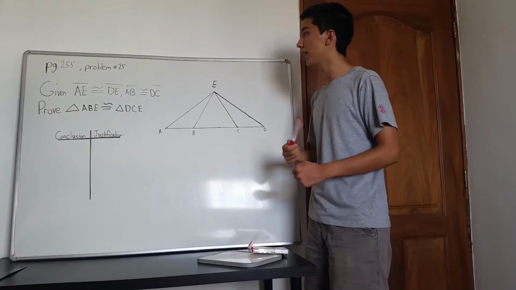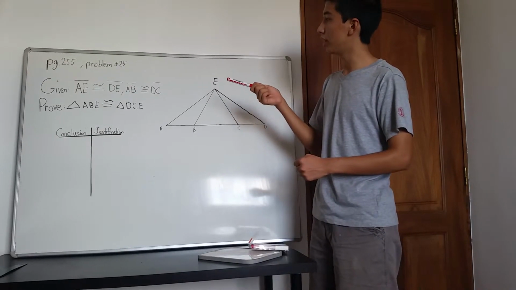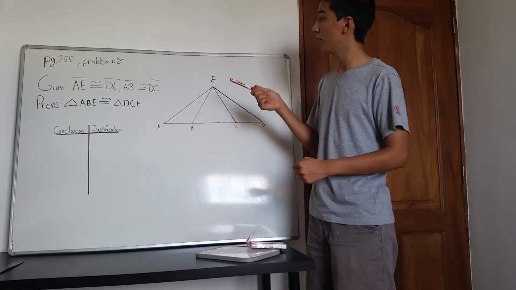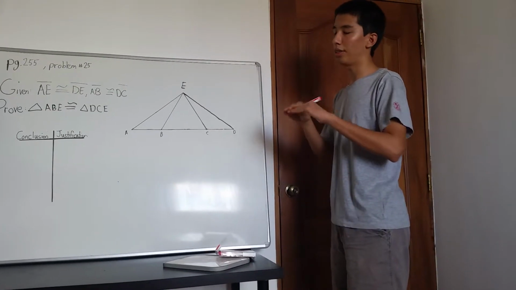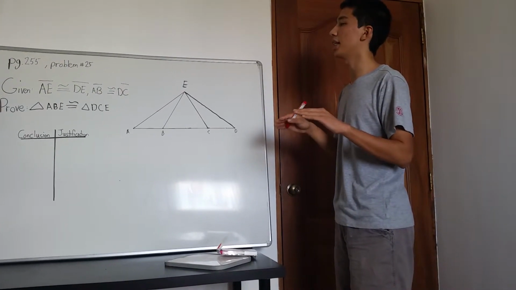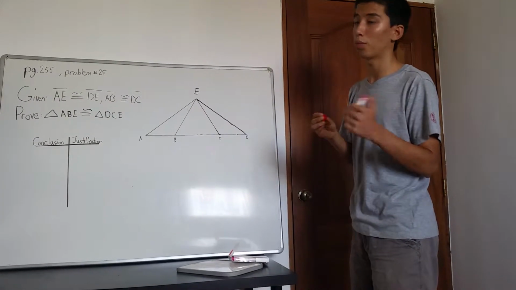So for this one, we got the triangle, and it's given AE is congruent to DE, and line AB is congruent to DC. So the absolute most important thing I always think in these proofs is know what they're given and know what you're trying to prove. And you always want to mark it.